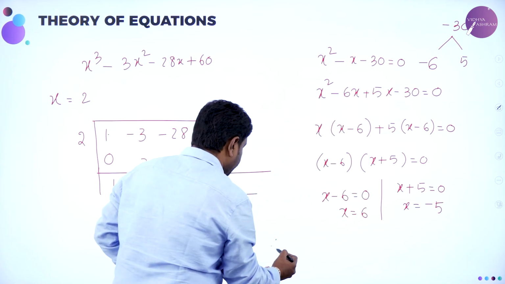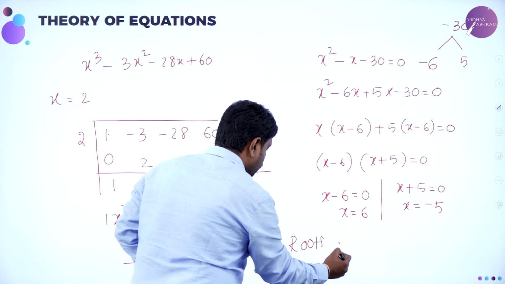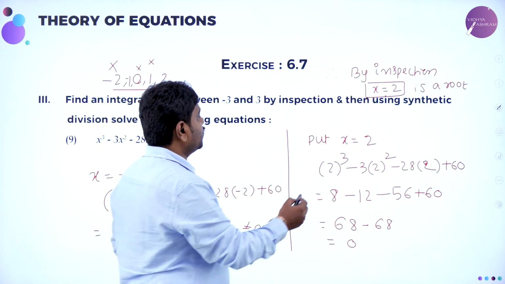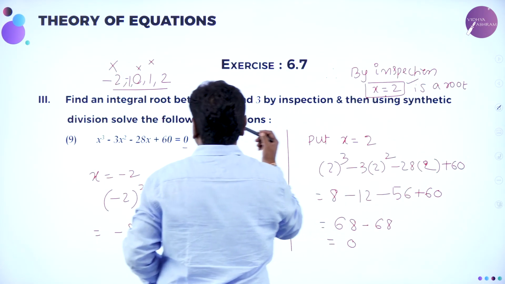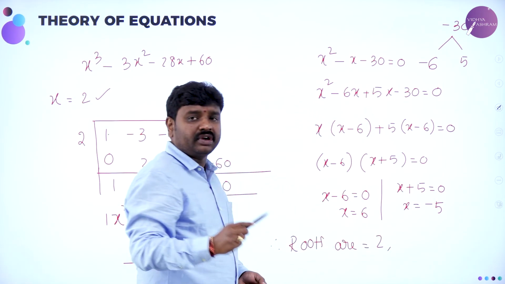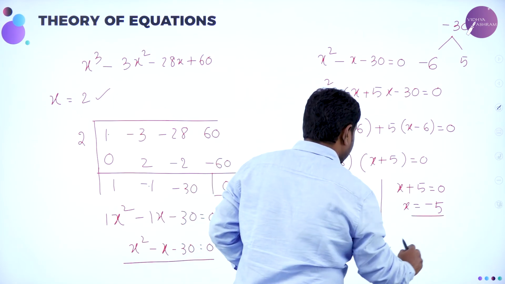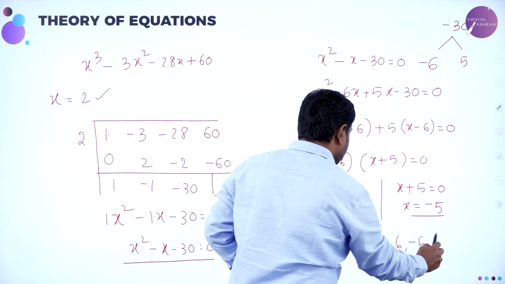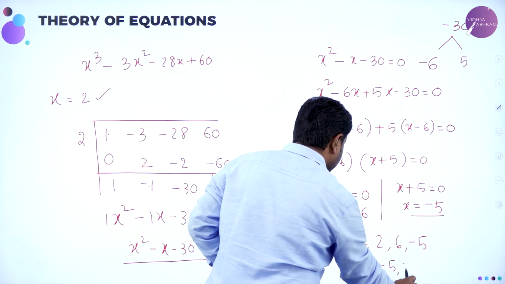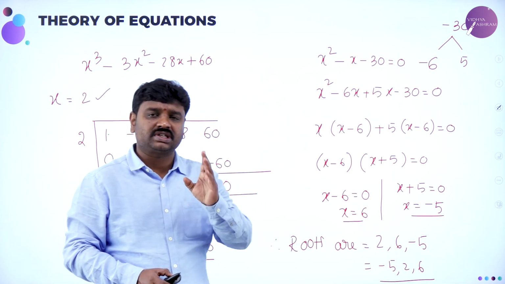Therefore roots are, what are the roots? One root you got by inspection, that is 2, and that is what we use as multiplier here. So x is equal to 2. And the other two roots we have done synthetic division and we got this, that is 6 and minus 5. In order, if you want to write in order, first negative, minus 5, then 2, then 6. Anyways, these are the three roots. Minus 5, 2 and 6 are the roots.